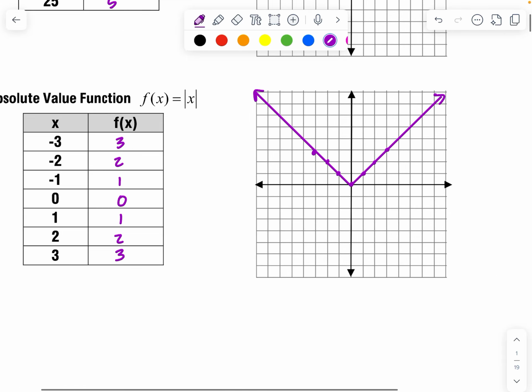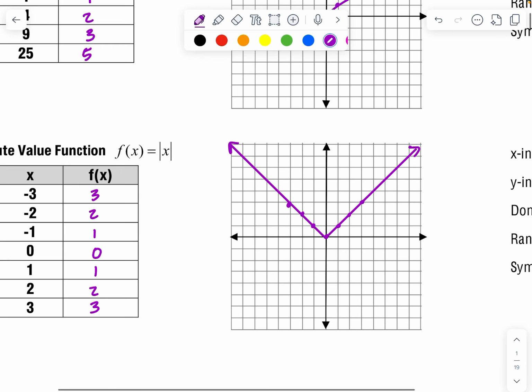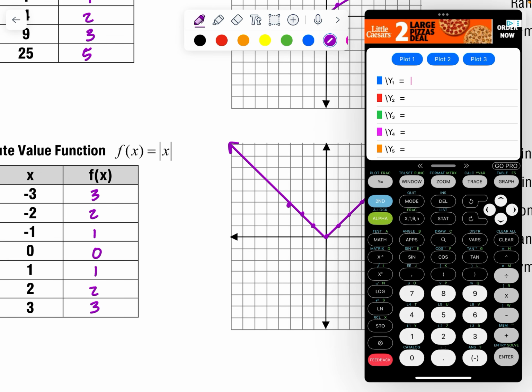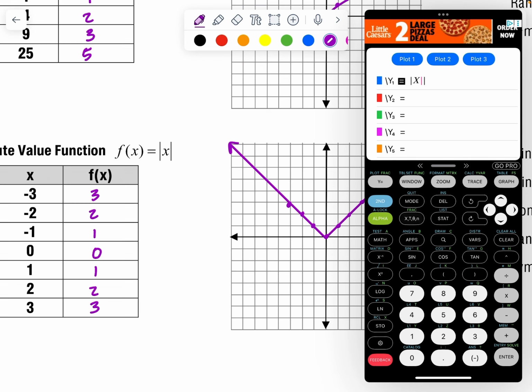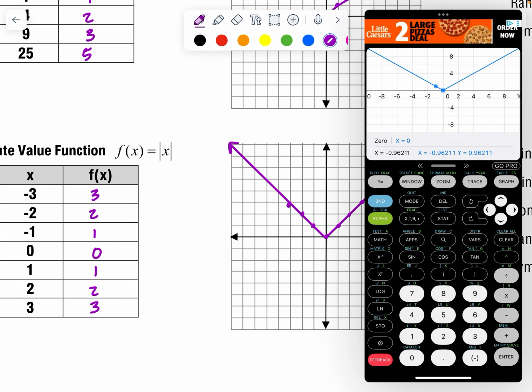So all absolute values will resemble a V or an upside down V at some point. And if you want to, we could say, oh, I forgot to do these. We'll go back and do that really quick. So clear this out. And we could do absolute value using the math function. And where did it go? There it is. Absolute value, enter. Hit X, and then hit graph. And you get your absolute value graph.